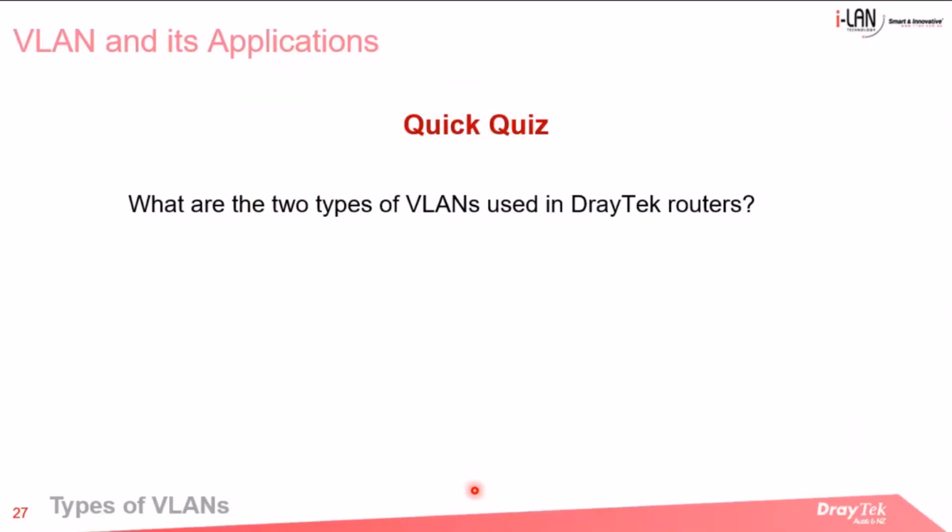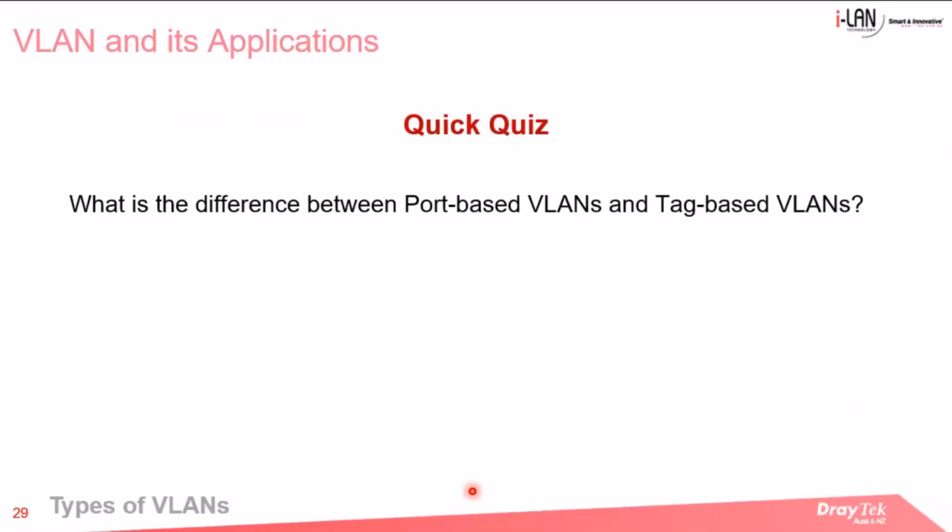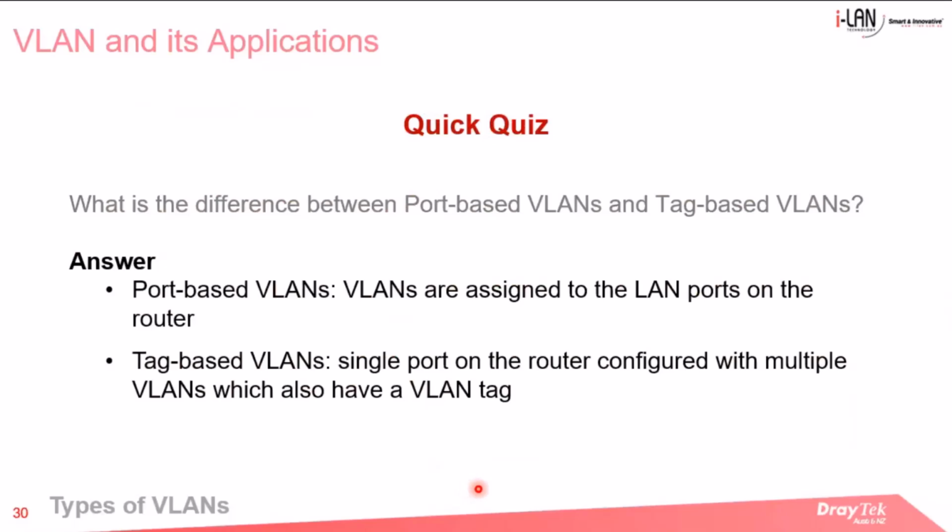Another quick quiz. What are two types of VLANs used in DrayTek routers? Tag and port based. All right, that's right. And what are the differences between port-based and tag-based VLAN? The port-based is based on individual ports, it's pretty self-explanatory. The tag-based is put into the IP header with the VLAN ID. Yeah, that's right. So the port-based VLANs are assigned to the LAN port on the router, and the tag-based VLANs use a single port on the router configured with multiple VLANs, which also contain a VLAN tag.